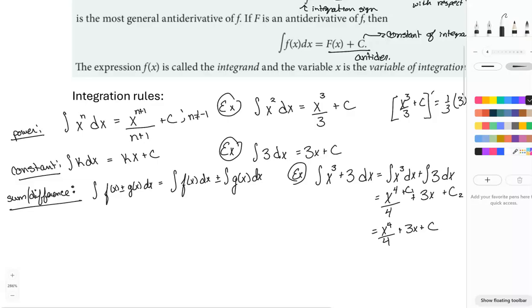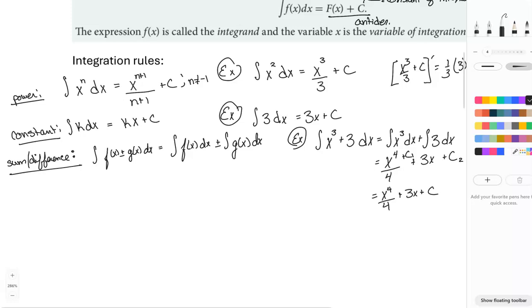Let's talk about some trig rules. If I want to integrate sine, I'm going to get negative cosine. If I integrate cosine, I'm going to get sine. Okay, the reason that works, we could take the derivative. Derivative of sine is the cosine. The derivative of negative cosine is the positive sine.